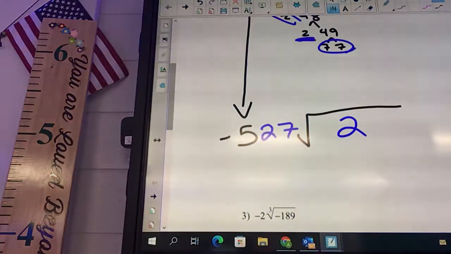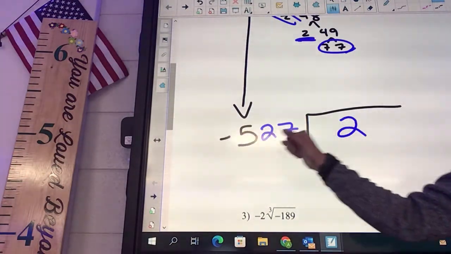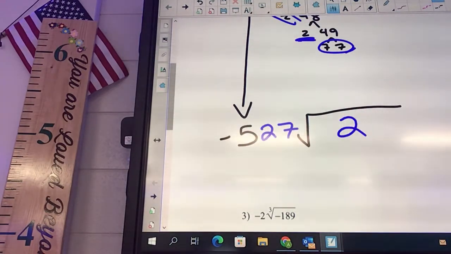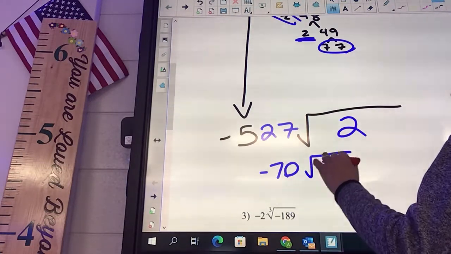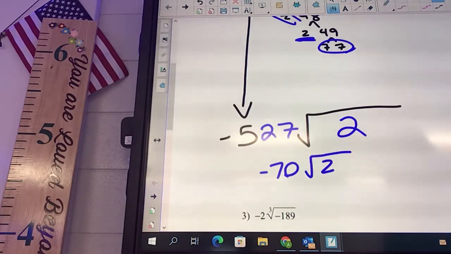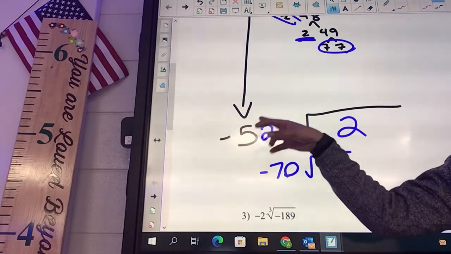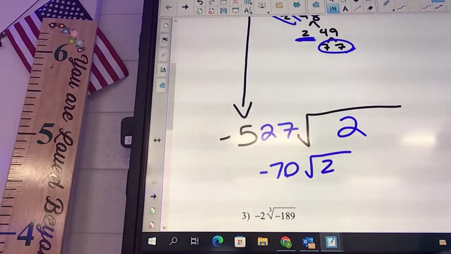So what do you do with all of these numbers? You multiply them. What is -5 times 2 times 7? -70. So you're going to have -70 square root of 2. This is what I was talking about. See this 5 here in the beginning? That was from the very initial. If people forget that, what number would they get on the outside? 14, which makes the problem wrong.